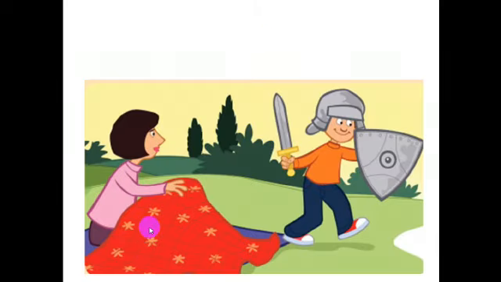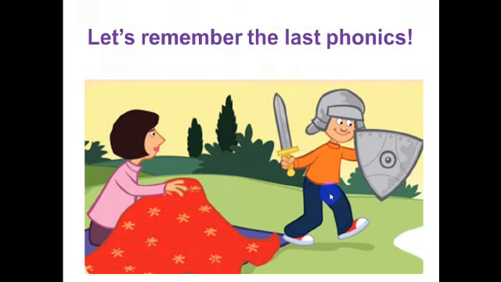Now, let's remember the last phonics from last unit. Do you remember it? What can you see in this picture? A child. Yes. Excellent. A child. Ild. And we have an adult. An adult. Yes. Excellent. Adult. So we have ild and ild. These sounds come in word endings. And we have a field.